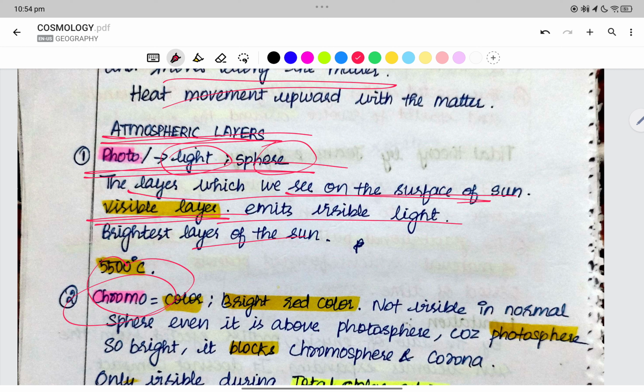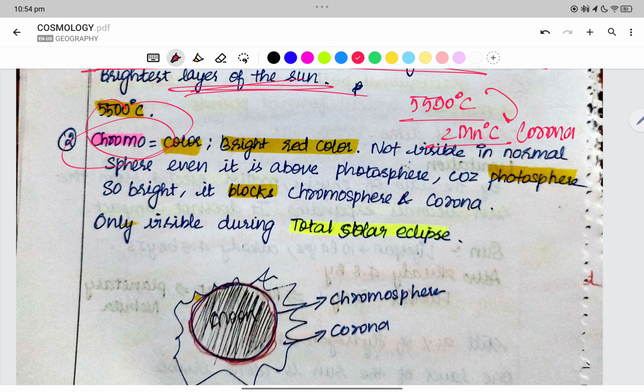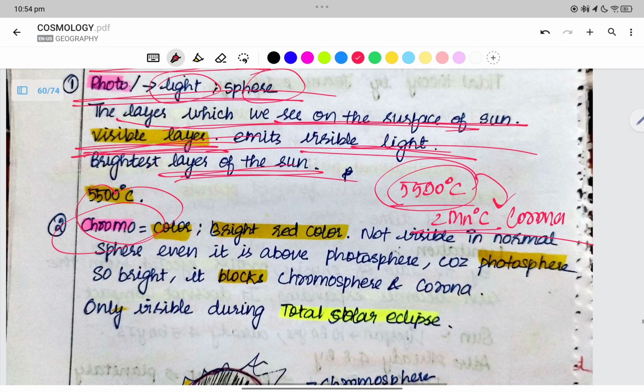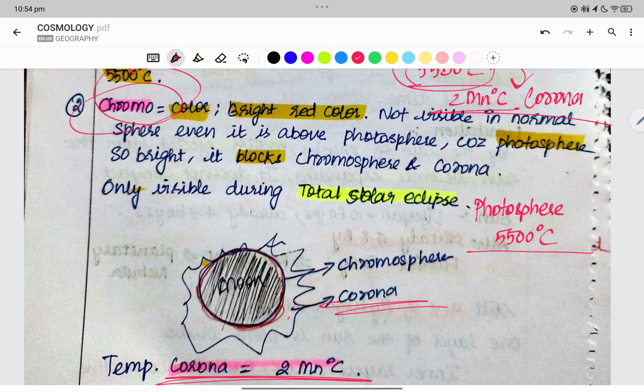The layer which we can see on the surface is the visible layer which emits visible light. It is the brightest layer of the sun. It is at 5500 degrees Celsius, whereas the temperature of the corona is 2 million degrees Celsius. It suddenly increases from 5000 at the chromosphere to 2 million at the corona. The corona temperature is 2 million degrees Celsius, right? The photosphere has a temperature of 5500 degrees Celsius, whereas the corona has 2 million degrees Celsius.